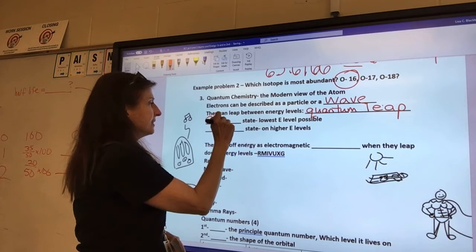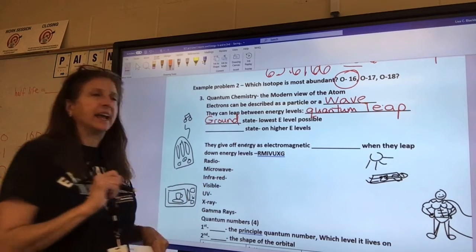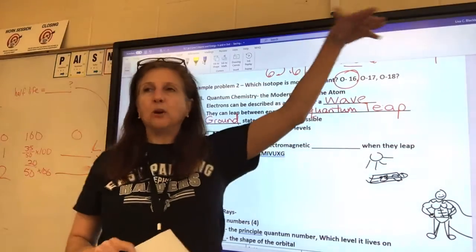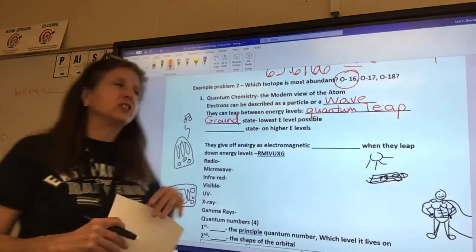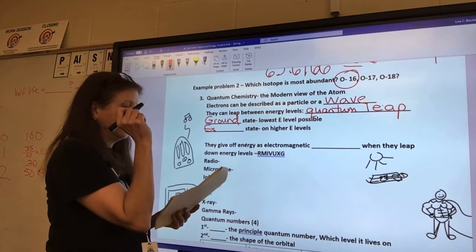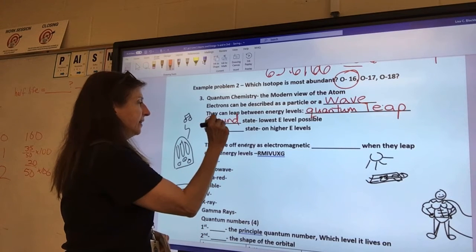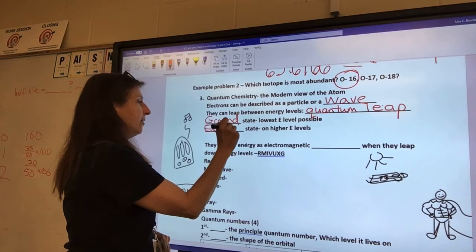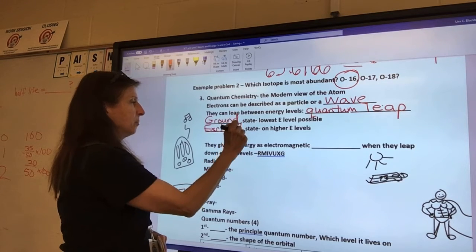That sort of makes sense, doesn't it? The ground state. If they have jumped up to a higher energy level, they are said to be excited. They're at the excited state. They're all excited and happy, and they jump up.